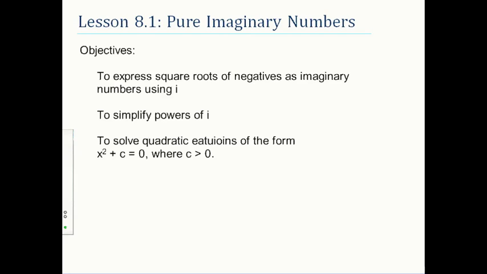Our objectives today, we're going to express square roots of negatives as imaginary numbers. We're going to take a look at that and why we need that. Simplify powers of i, which is the imaginary number, so we'll obviously be talking about that. And then solve quadratic equations, I've got a typo there, of the form x squared plus c equals 0, where c is greater than 0. We've actually done it before if c is less than 0, but today we're going to be looking at if c is greater than 0, and that will make more sense to you as we move along.